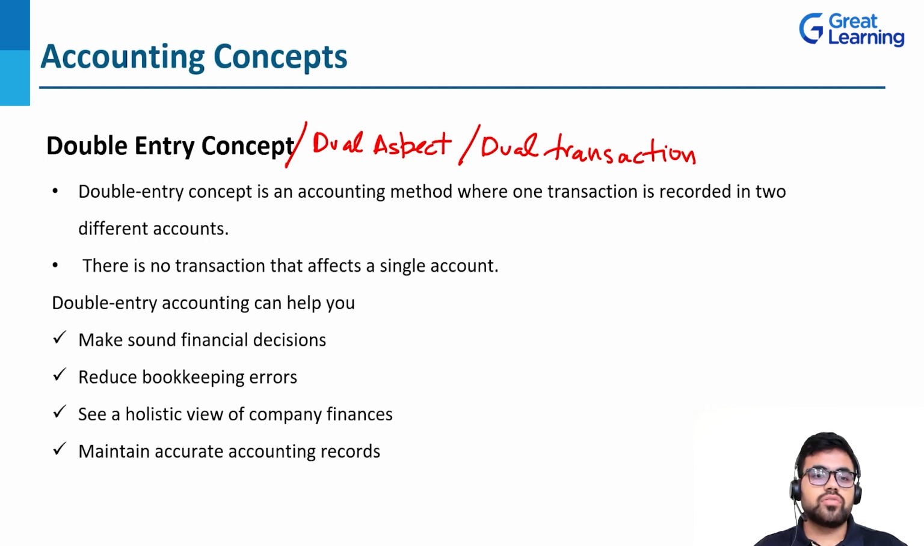So what is the benefit of it? It has four major benefits. First, it gives you clarity of how your business is performing, or also helps to maintain good accounting records. In the accounting world, the transaction is accurate when it is correct up to two decimal places. Thirdly, it would give a good holistic view of the company finances, how the company is doing, and it would reduce any bookkeeping errors if they occur, right? So these are the four key benefits of the double entry concept.